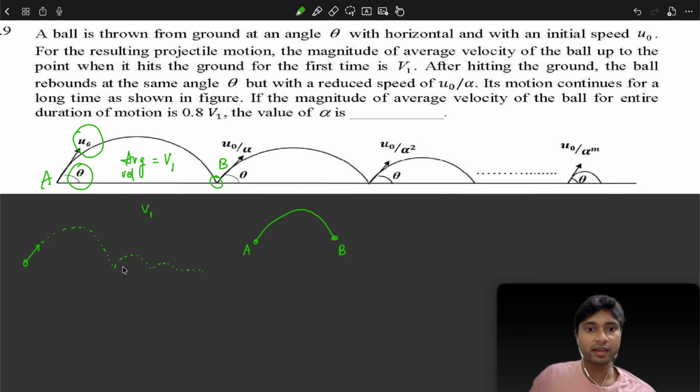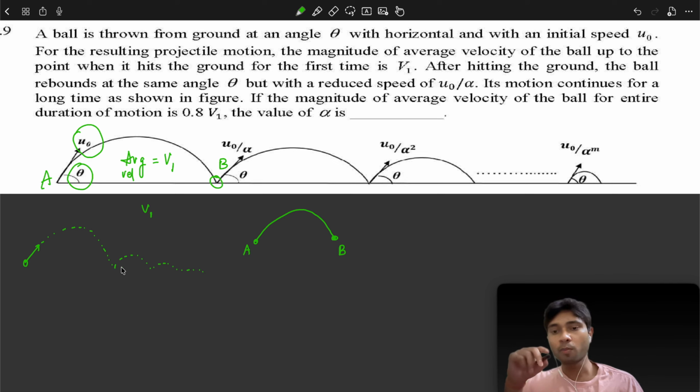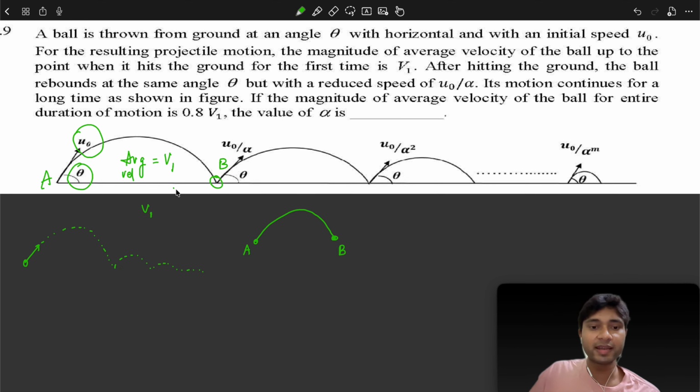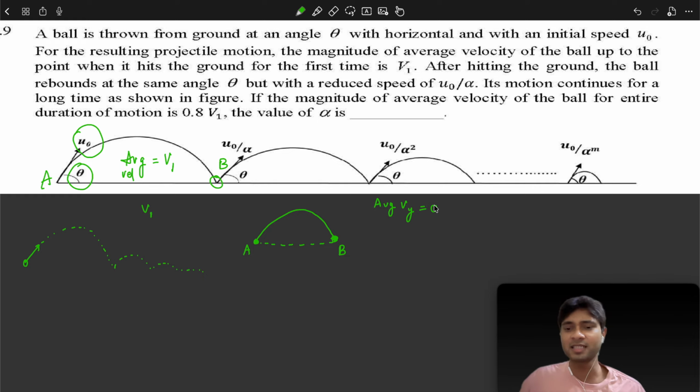So can we say what will be the average velocity? From point A to point B, there is no vertical displacement. Vertical coordinate is same, y coordinate is same, right? There is only horizontal displacement. So we can easily say average velocity in vertical direction is 0. And it also makes sense because there are only two motions, one in horizontal direction, one in vertical direction. In vertical direction, it starts from the ground and it reaches back to the ground. So total displacement is 0, so average velocity will be 0. Whatever the average velocity will be, it will only be in the horizontal direction, right?